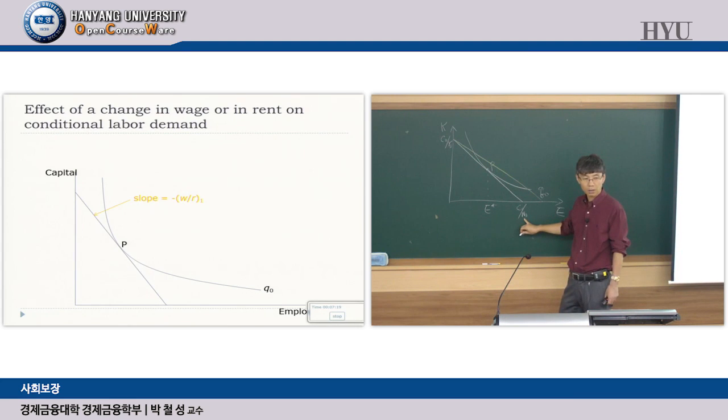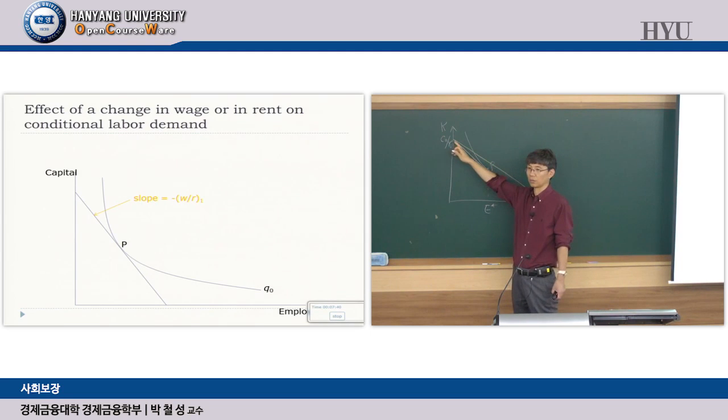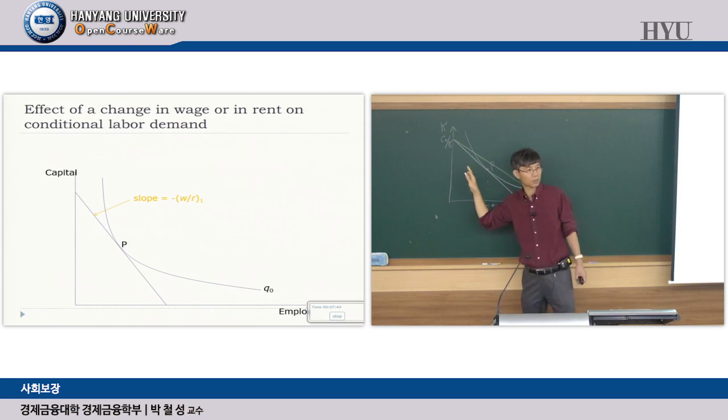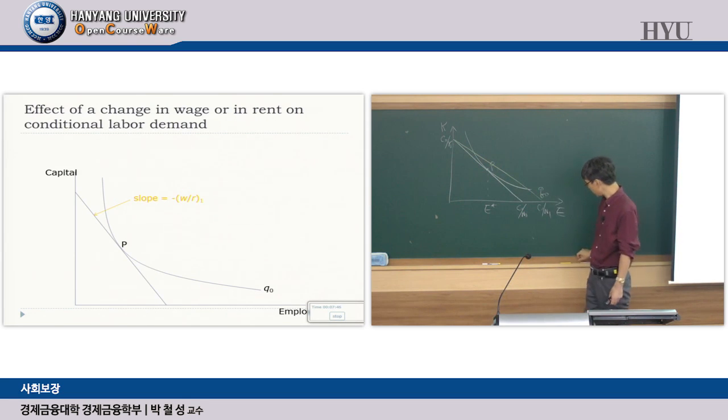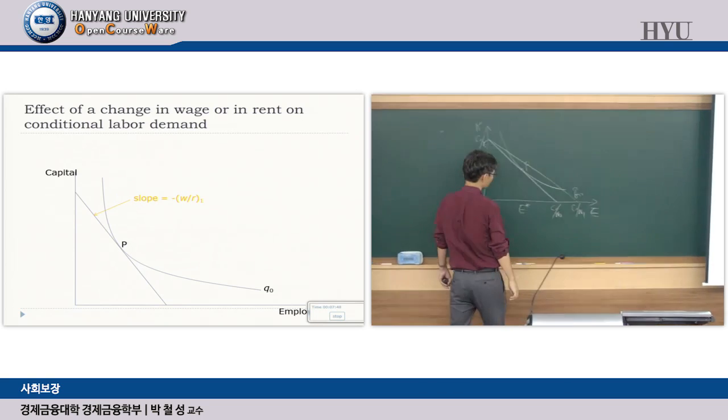W0 becomes smaller, so this should be, let's say, C0 over W1, right? So W0 becomes smaller, so if they use only, for example, labor, they can hire more labor. So C0 over W1 goes outward, okay? Obviously this part shouldn't change because C0 didn't change, R0 didn't change. Get it?